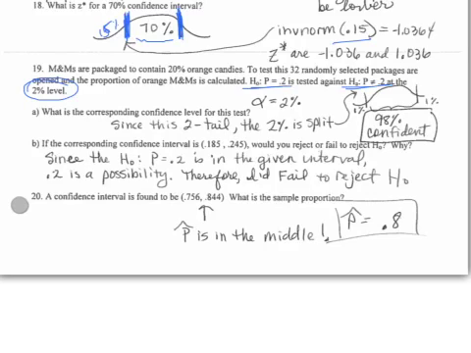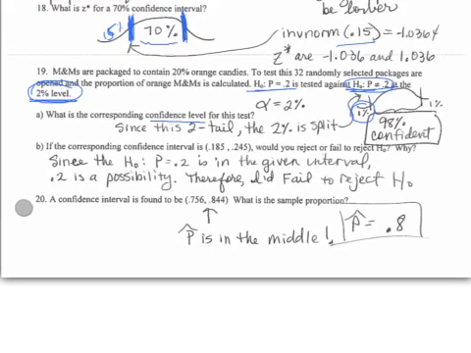So, here's what happens. The corresponding confidence level. Since they tell us that this is two-tail and that the entire rejection region is 2%, that means there is 1% in each tail. So, if there is 1% in each of the tails, then that means 98% is here in the middle. Therefore, they are going to be having a 98% confidence.